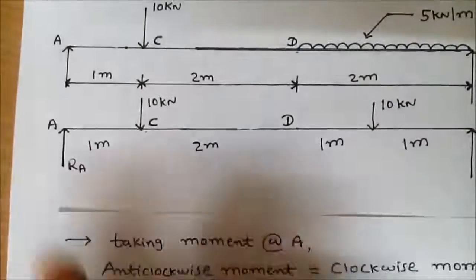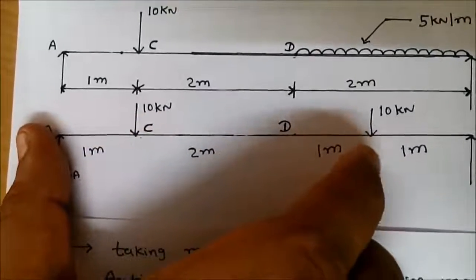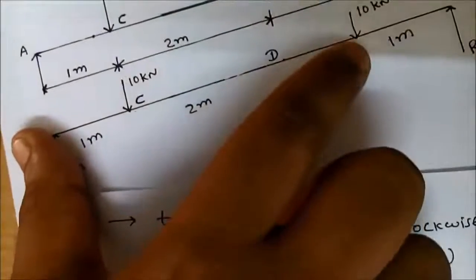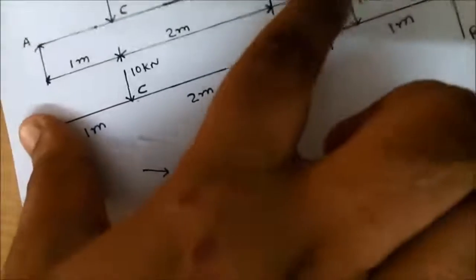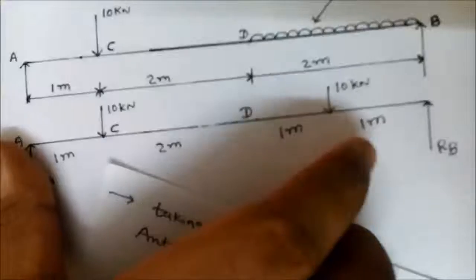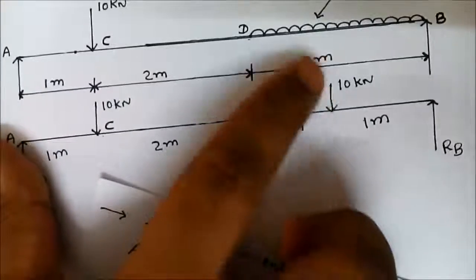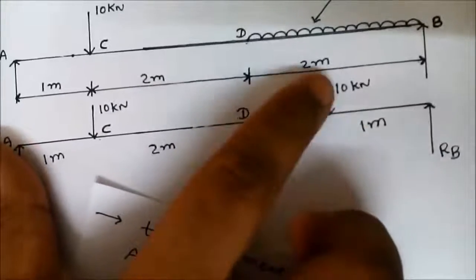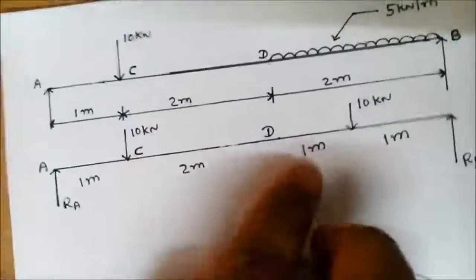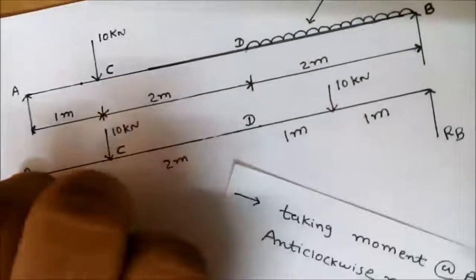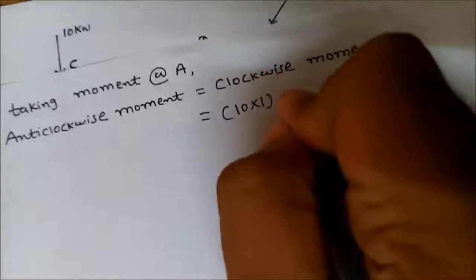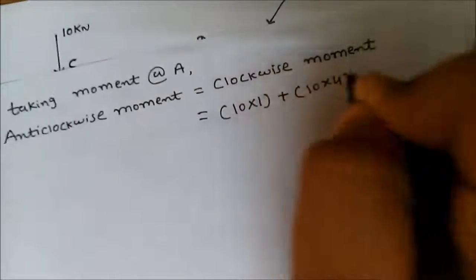Clear? Again press the thumb here, at the left side support, and the load is 10 kilonewton. Rotate the finger in the direction of force. So again this force goes in the clockwise direction. So the moment is clockwise, 10 kilonewton force. The perpendicular distance from the left side support is 2 plus 2, 4. So 10 into 4 goes in the clockwise direction. So I write 10 into 4.